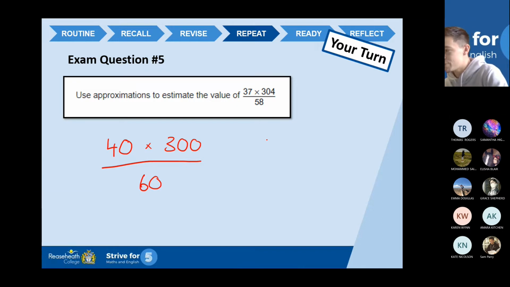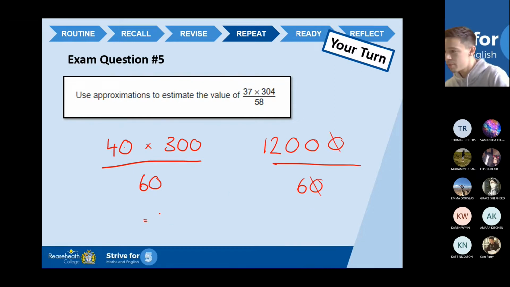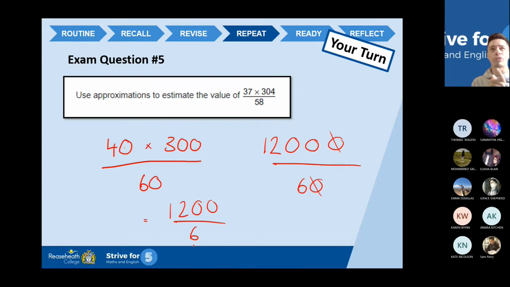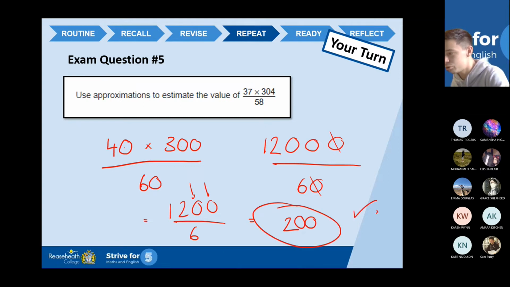4 times 3 is 12. Add the zeros in. 1, 2, 3. Divided by 60. Okay, so what I'm going to do, get rid of the 0. So I'm going to be left with 1,200 divided by 6. Well, 12 divided by 6 is 2. Add in those 2 zeros that I temporarily got rid of, and I'm left with 200 smackaroonies.